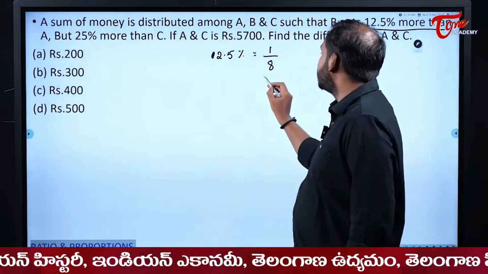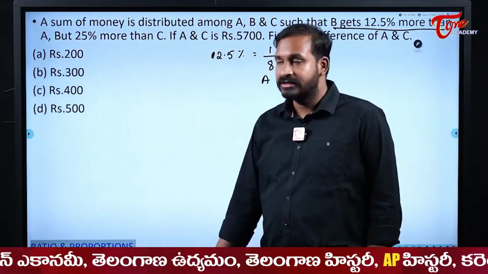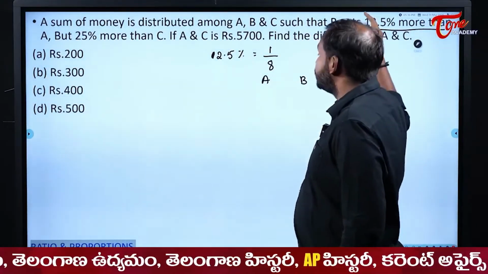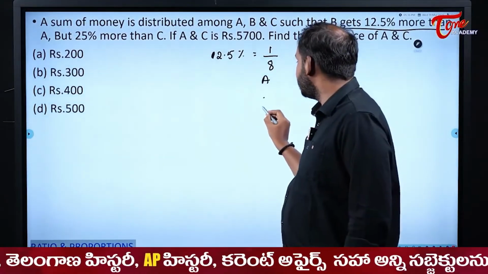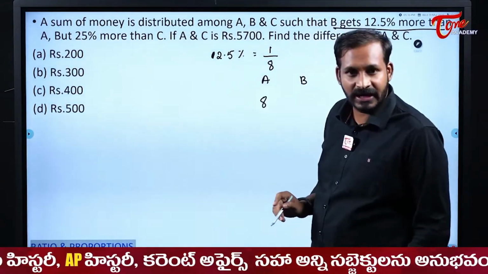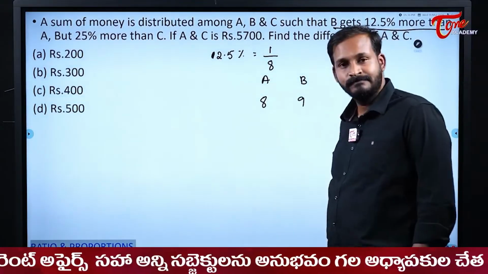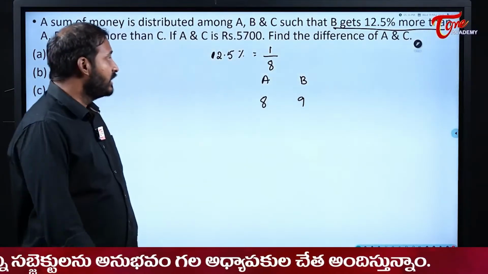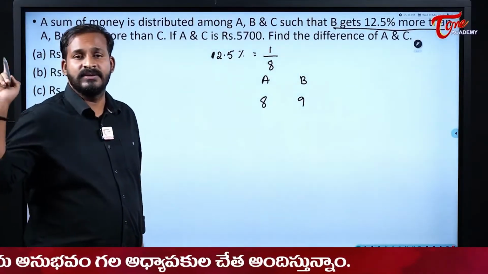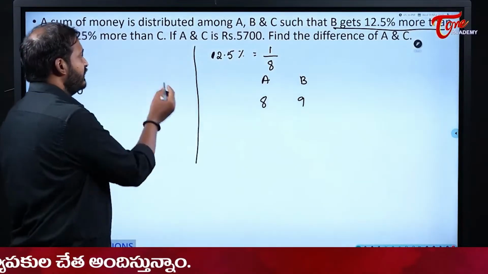Now tell me, what is the relation between A and B from this? 12.5% is 1 by 8, right? So B gets 12.5% more than A means, now see here, if I take A value as 8, what happens to my B value? Can I write it as 9? Am I correct or not? We came across this in profit and loss and percentage. I will give you the explanation for this.